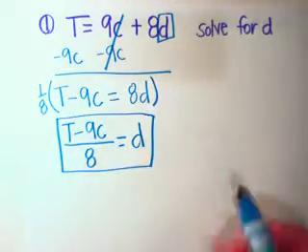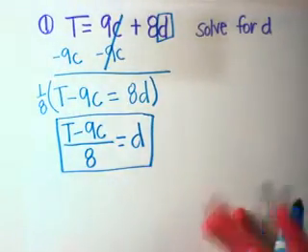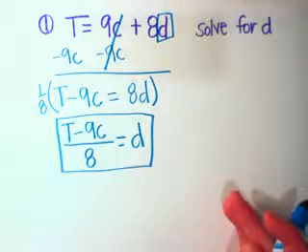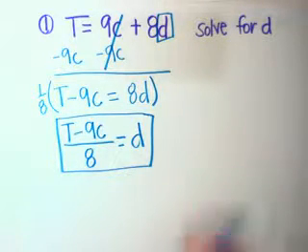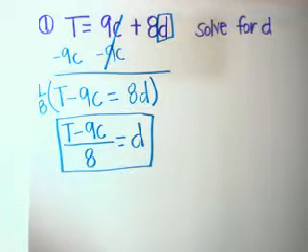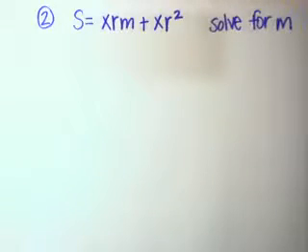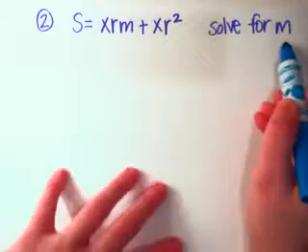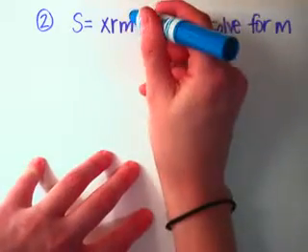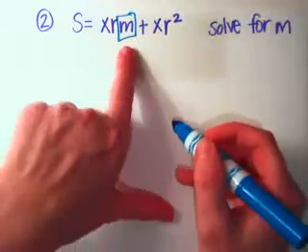When you're solving for a variable, you're doing the same thing you would do with normal equations. The difference here is you have more than one variable in the equation. All right, in this next example, we're asked to solve for m. So I'm going to find m and kind of highlight it.